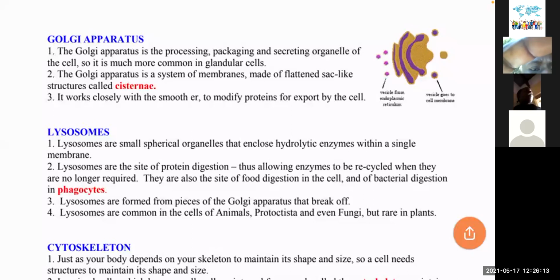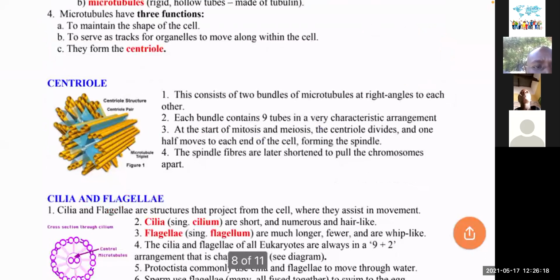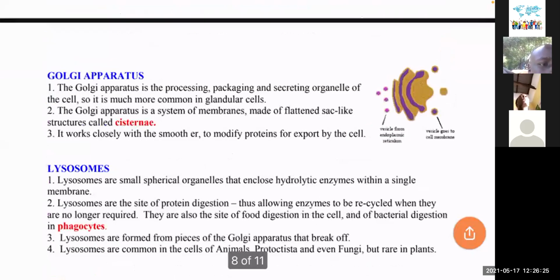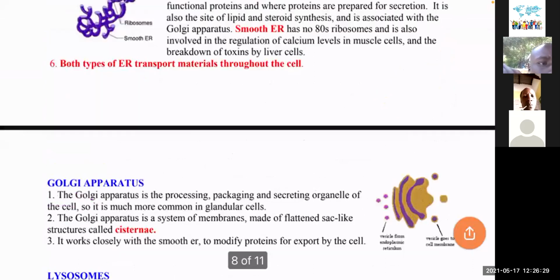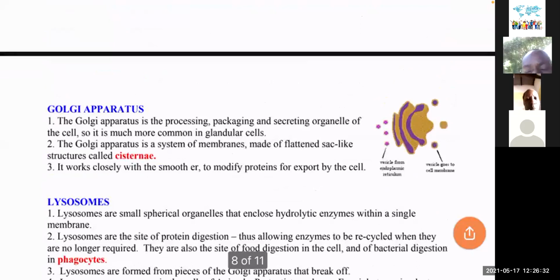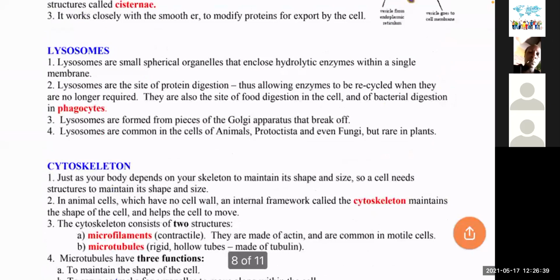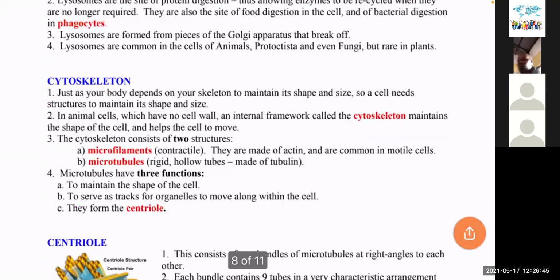So we continue from where we ended, but before we can continue, we just revise a bit on endoplasmic reticulum. Can anyone tell me the two types of endoplasmic reticulum that we discussed in the previous lesson? We have the rough endoplasmic reticulum and the smooth endoplasmic reticulum.